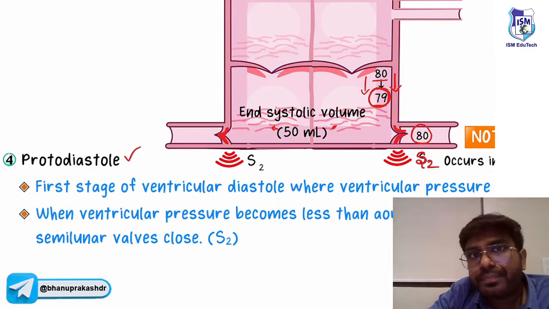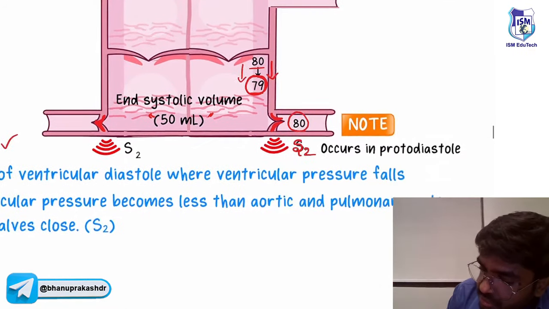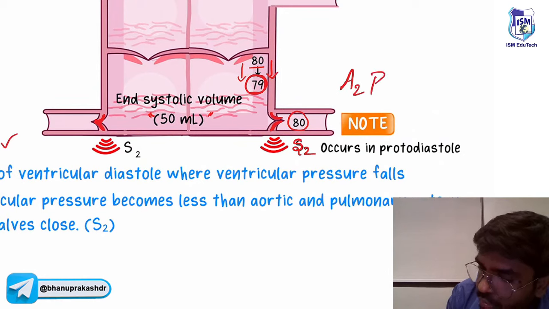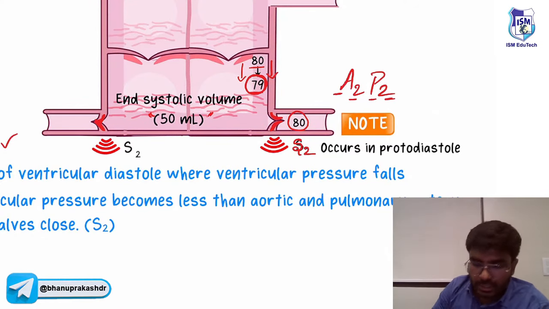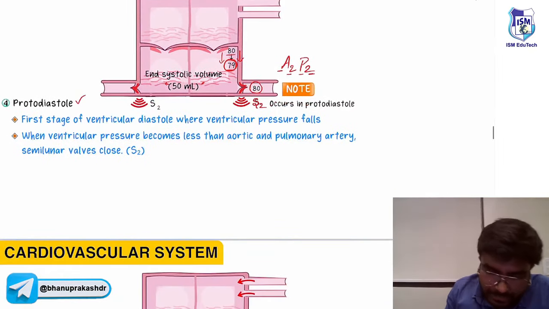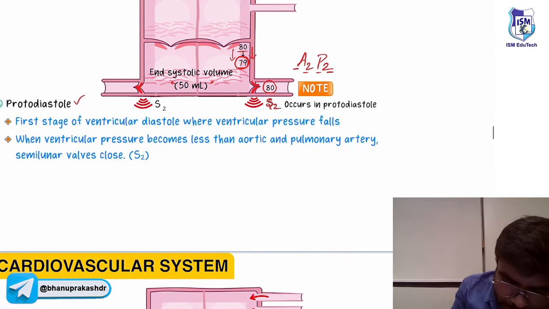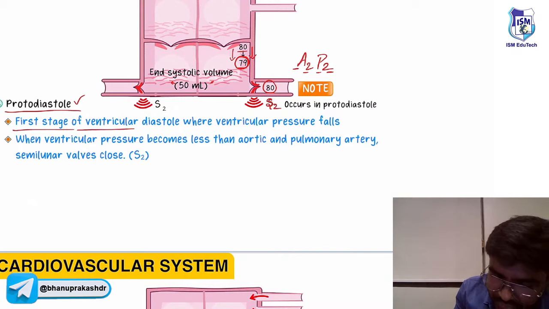When the ventricular pressures are less than the aortic pressures, the aortic valve and pulmonic valve immediately close, causing the S2 heart sound. That is A2P2. The aortic valve closes, the pulmonic valve closes, causing the S2 heart sound. A2P2. Now just read these points. The first stage, protodiastole, is the first stage of ventricular diastole.